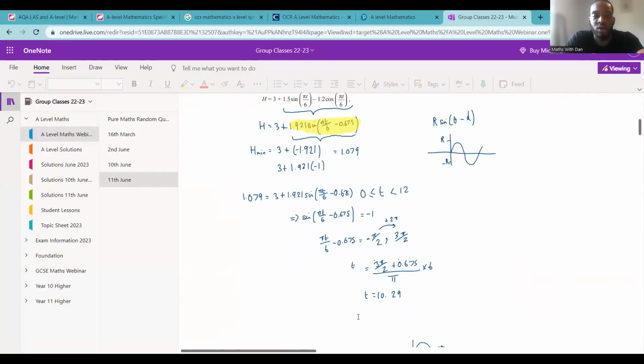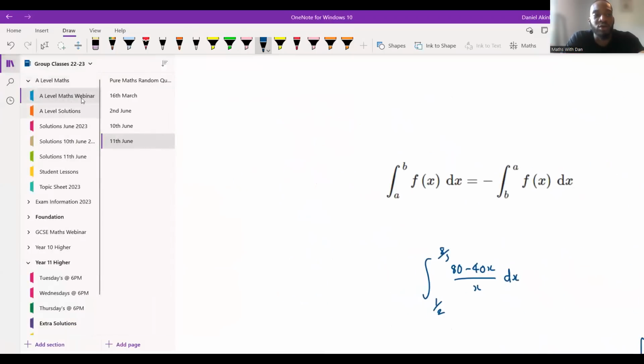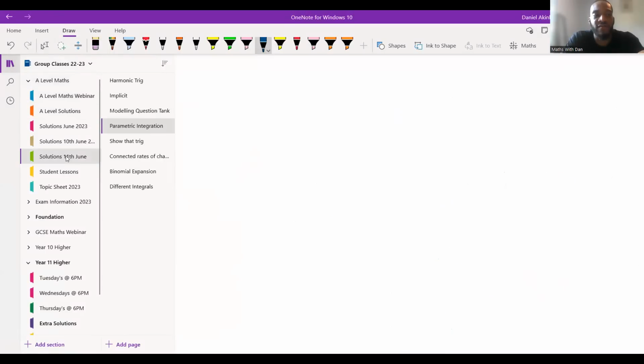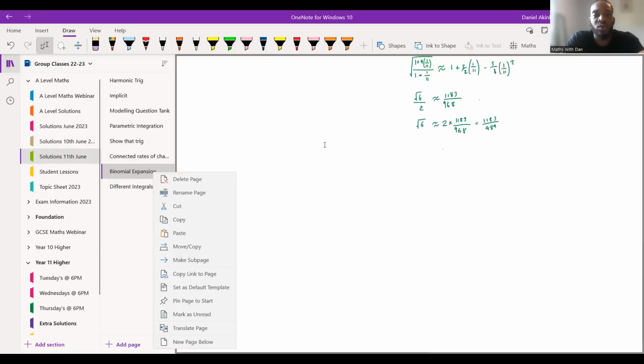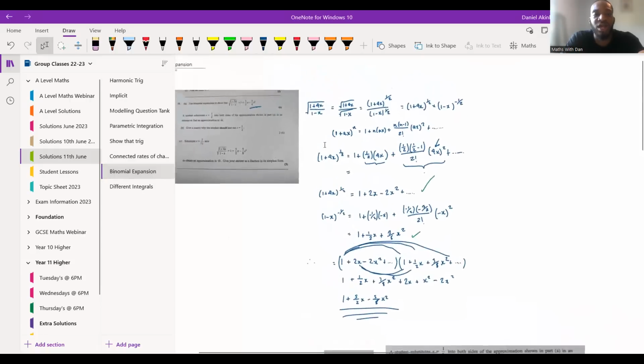I'm going to go back to OneNote because it's quicker. On the browser, it's quite slow. But yeah, on your browser, you should see all of these. I've got all of these questions here. A lot of them we didn't get to do. So what you can do is just have a look at these. Binomial expansion, I know is going to come.